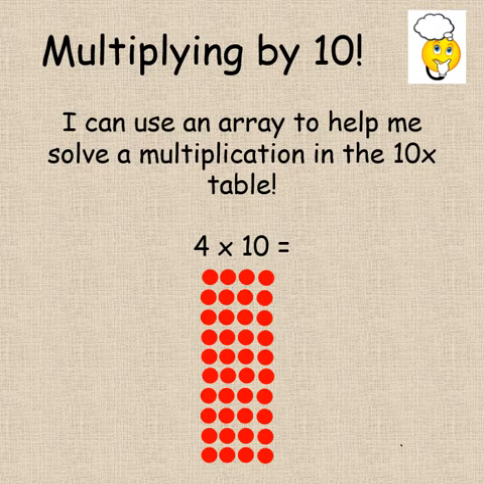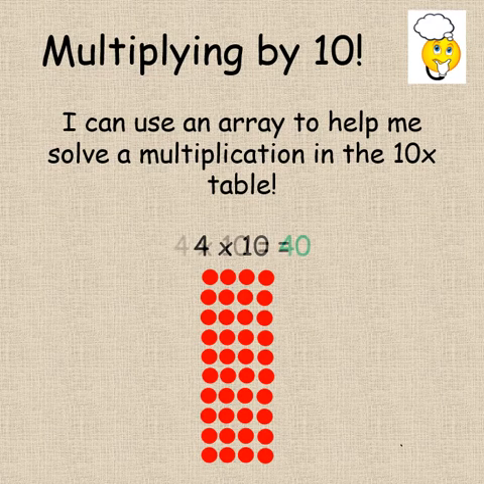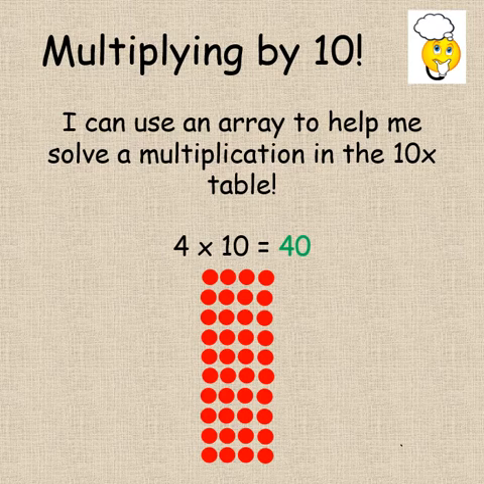Okay, so we can use an array to work out a multiplication calculation in the 10 times table. We can use an array to work out 4 multiplied by 10. Now you can see I've got 4 counters in 10 rows because I've got 4 counters 10 times. And if I counted all the counters up, the product would be 40. 4 multiplied by 10 would give me 40.